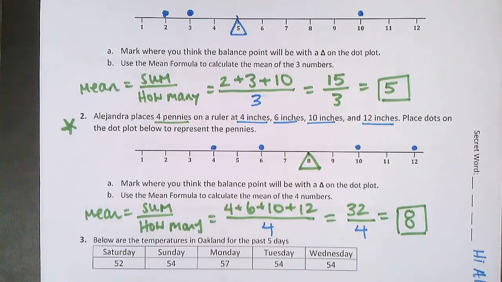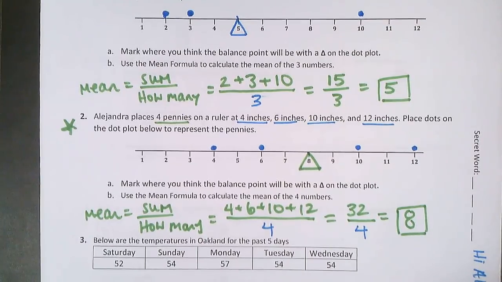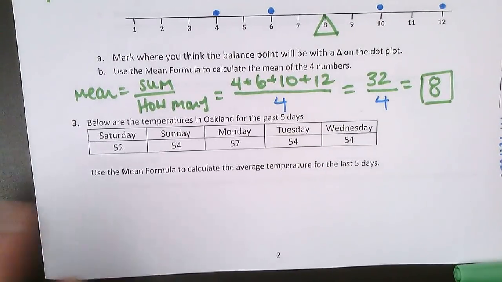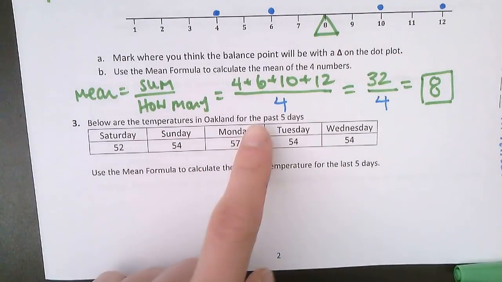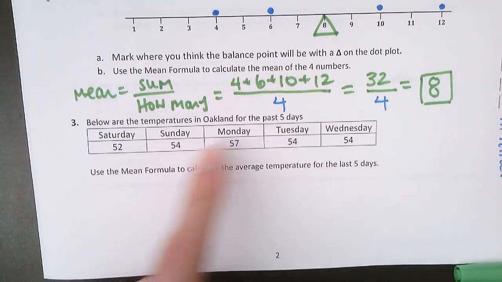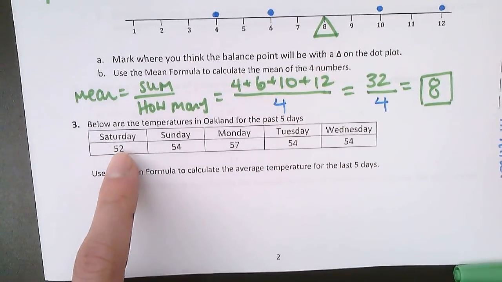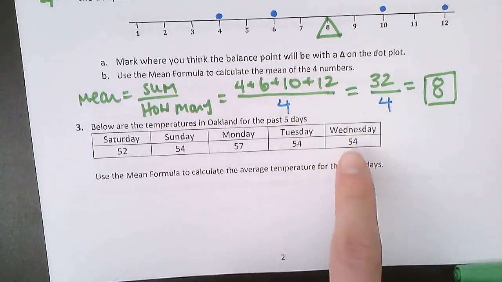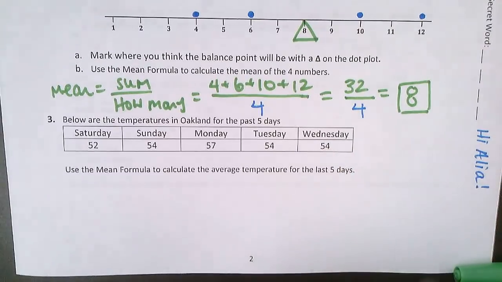If you got that all on your own, 3 gold stars for you. And now I'm going to have you try something a little bit harder. Let's look at the last one. Below are the temperatures in Oakland for the past 5 days. On Saturday it was 52 degrees, and then 54 degrees, and then 57 degrees, and then 54 degrees, and then yesterday it was 54 degrees, so kind of cold.